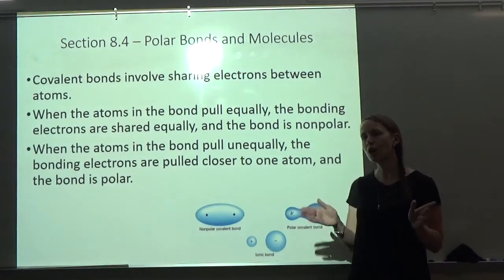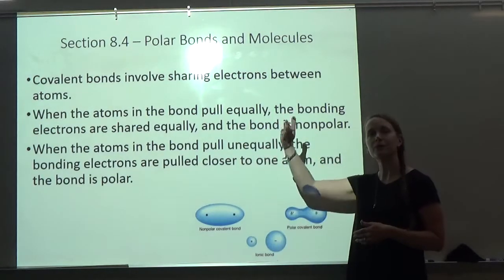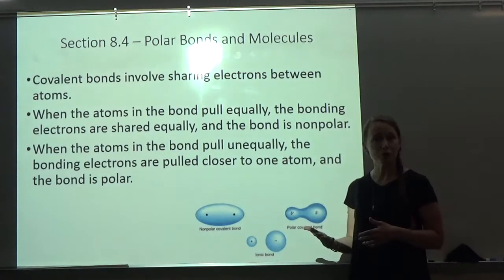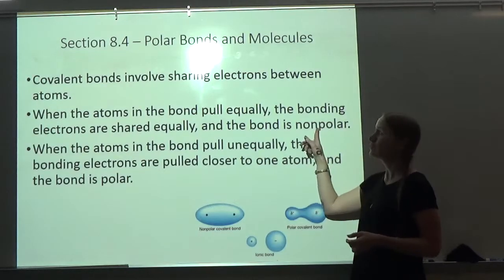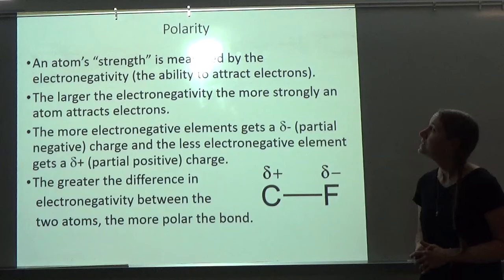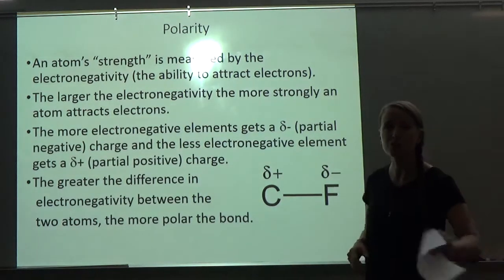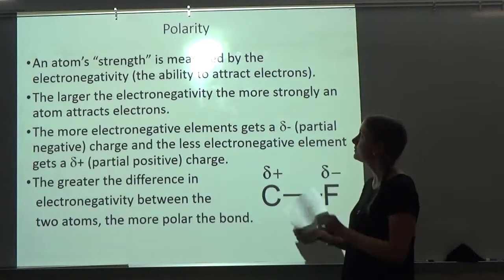But remember, they're just partial positives and negatives. So when they're pulling equally and the electrons are pretty much in the middle, there is no partial positive or partial negative side, so that's why that type is referred to as nonpolar. So an atom's strength is measured by the electronegativity. That's where that electronegativities chart that I told you about comes into play.